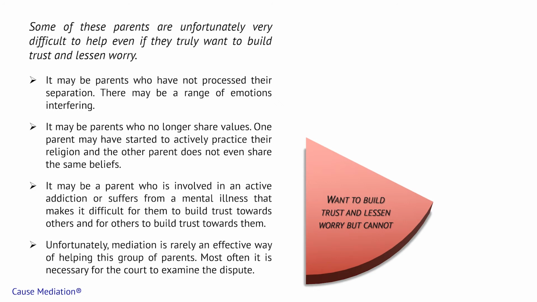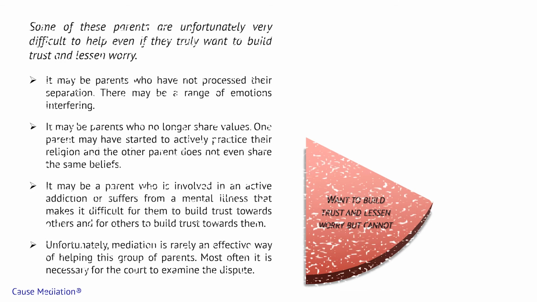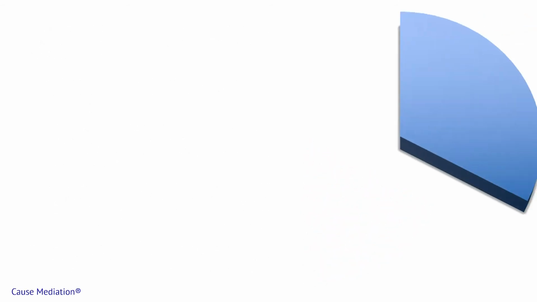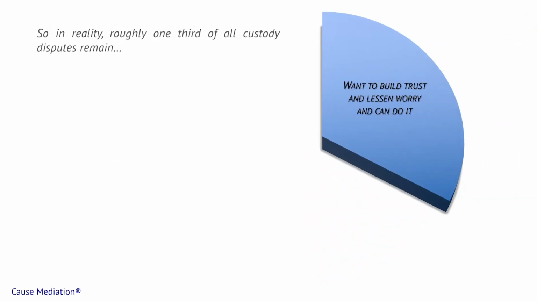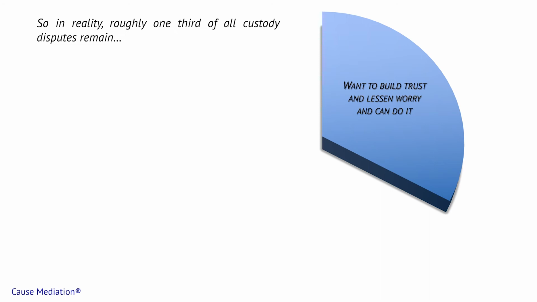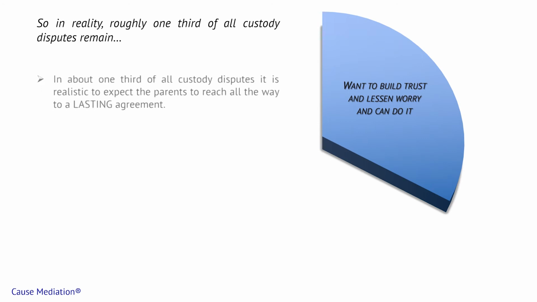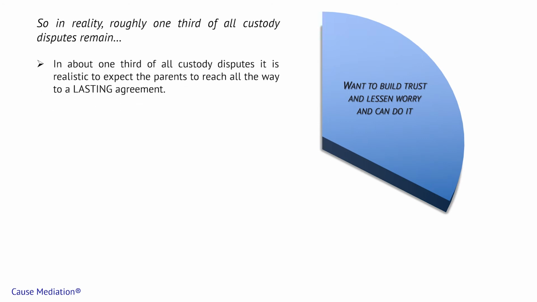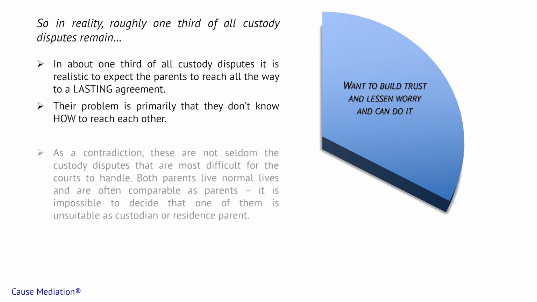Unfortunately, mediation is rarely an effective way of helping this group of parents. Most often it is necessary for the court to examine the dispute. So, in reality, roughly 1/3 of all custody disputes remain. In about 1/3 of all custody disputes, it is realistic to expect the parents to reach all the way to a lasting agreement. Their problem is primarily that they don't know how to reach each other.